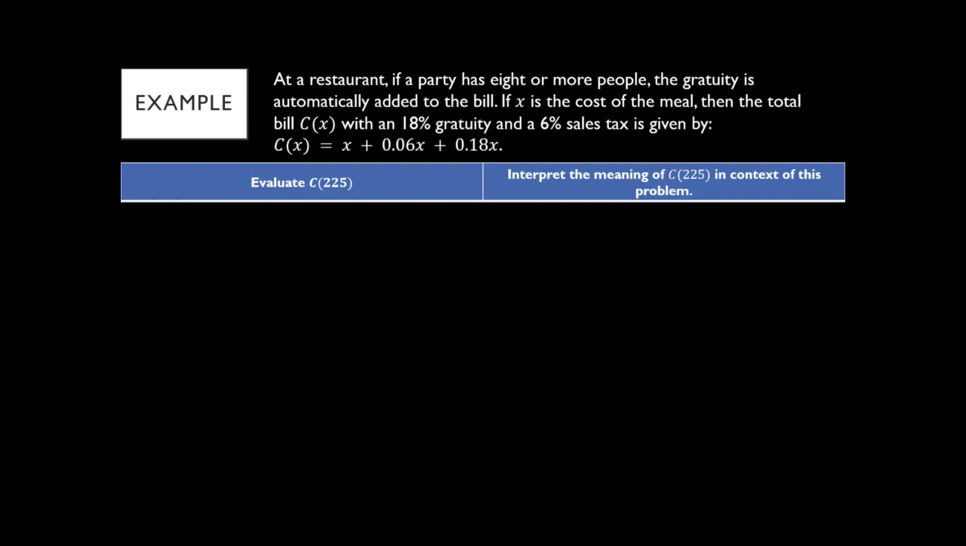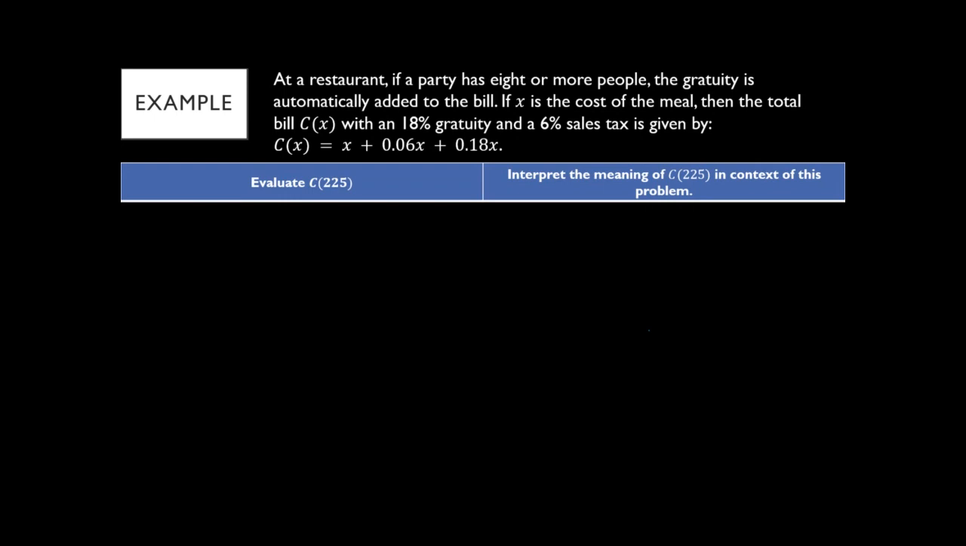The total bill C of X with an 18% gratuity and a 6% sales tax is given by this equation. So we have C of X equals X, that's the cost of the bill, plus 0.06X, so we've added on the 6% sales tax by that part, 6% of the bill, and then 0.18X, that's the 18% gratuity. So you can see how each part is added onto the bill to give us our total bill.